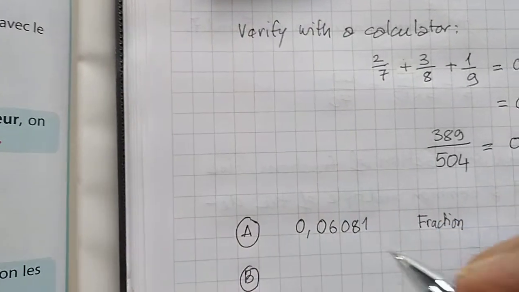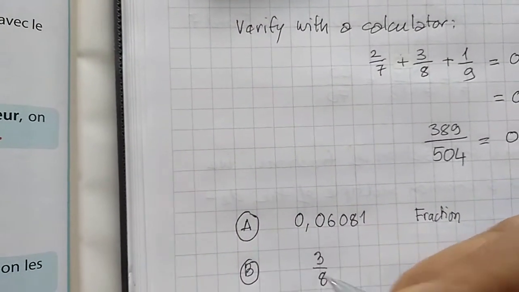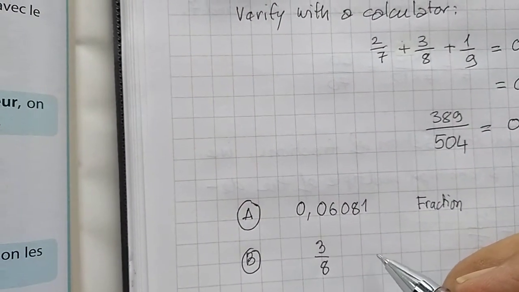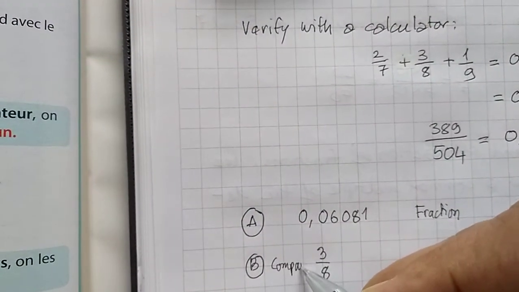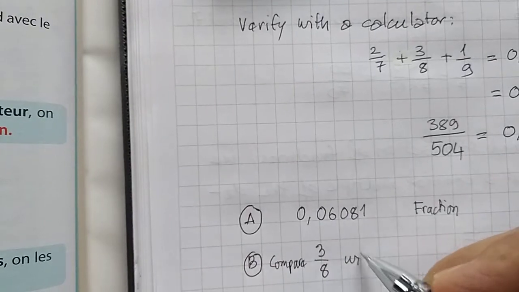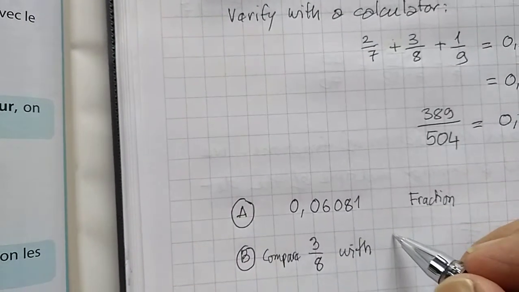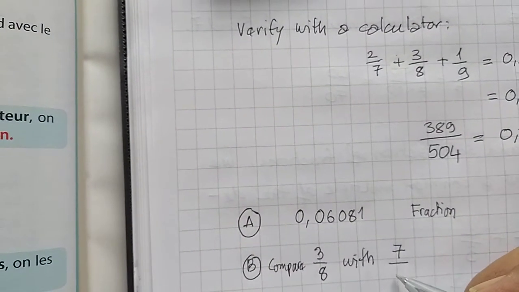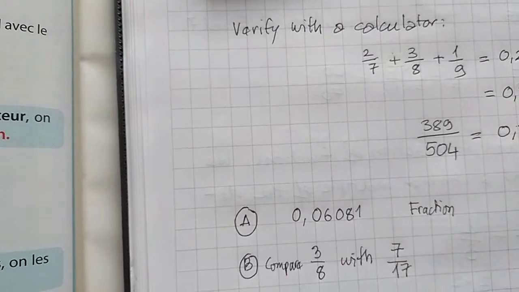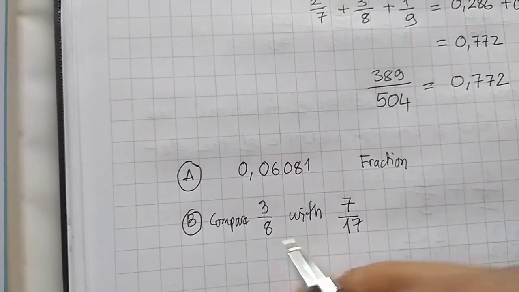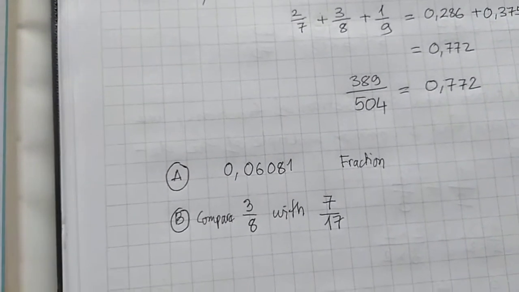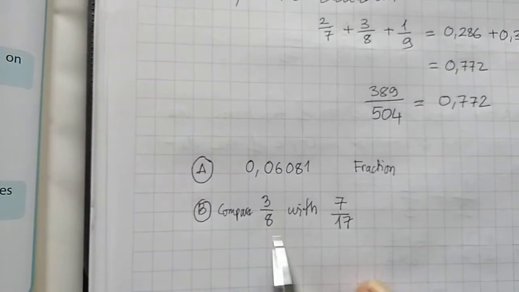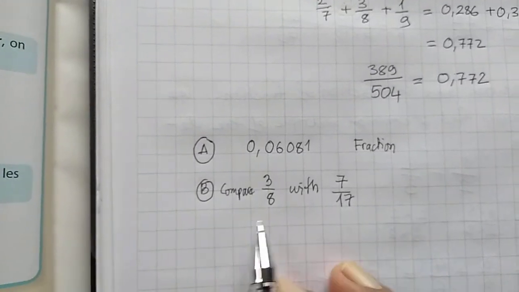B is compare 3 over 8 with 7 over 17. Don't do this on your calculator. Do it the way I have shown it, by taking the common denominator.